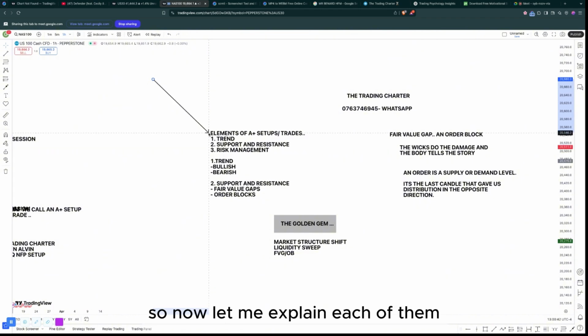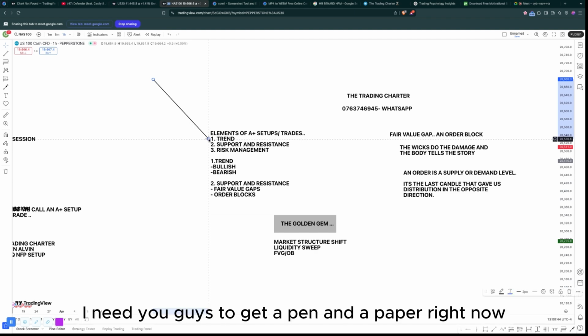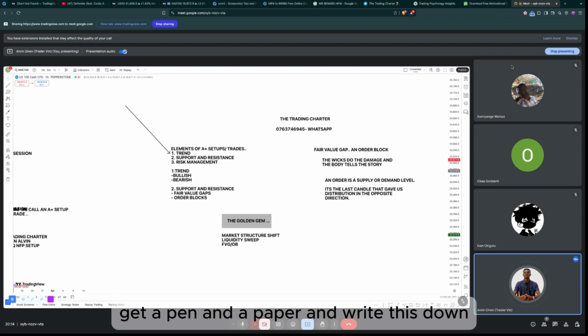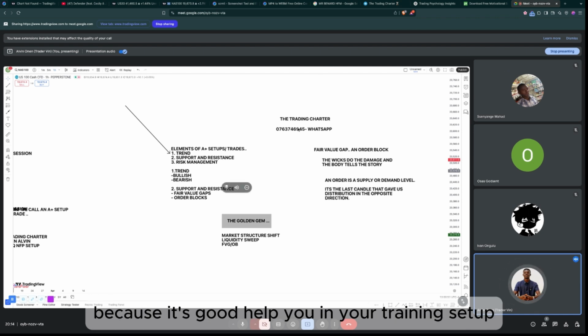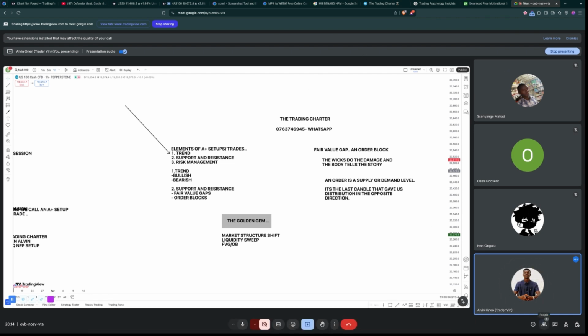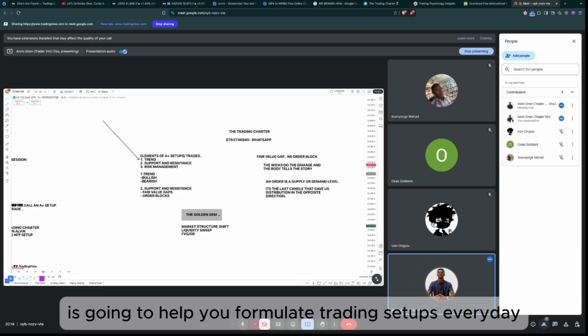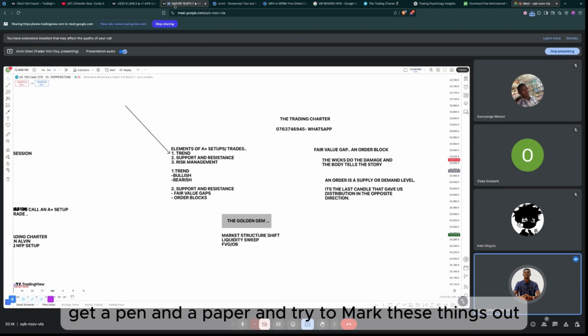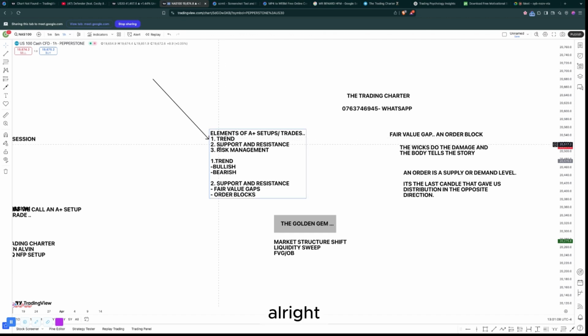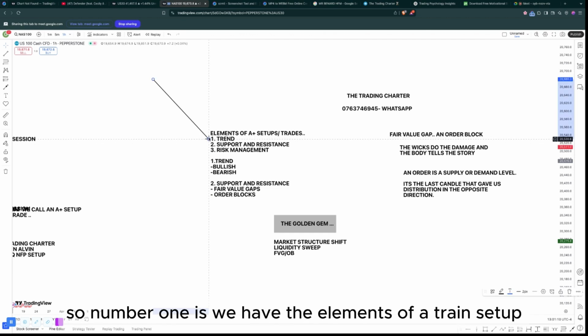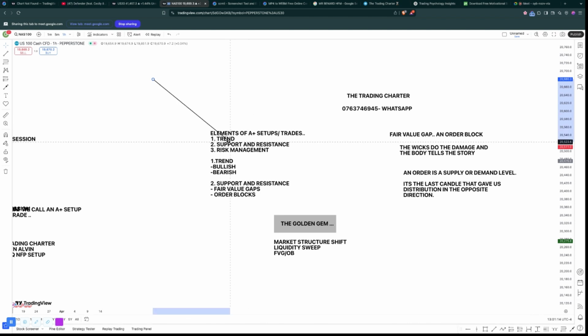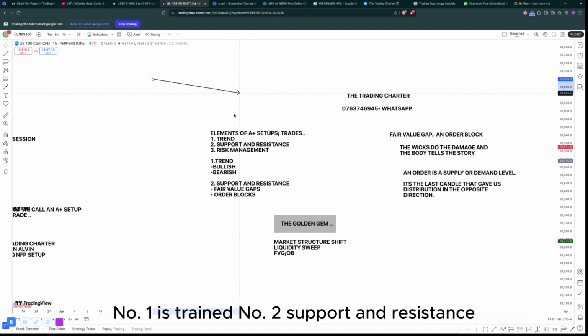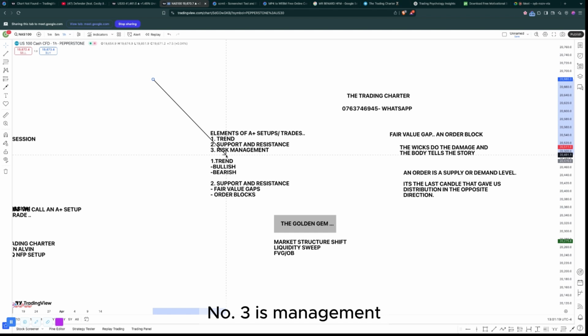So now let me explain each of them. I need you guys to get a pen and a paper right now and write this down, because it's going to help you formulate trading setups every day. So get a pen and a paper and mark these things out. Number one is trend. Number two is support and resistance. Number three is risk management.